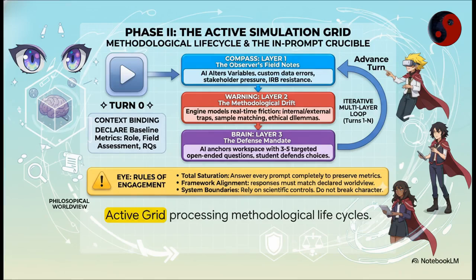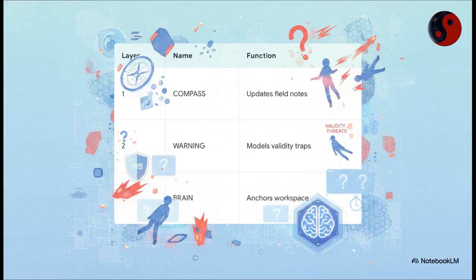Every choice you make is forced through a relentless, multi-layer iterative loop. Inside this loop, the AI is hitting you on 3 simultaneous layers. Layer 1 is the compass. Here, the AI plays the observer, dynamically altering field conditions, throwing custom data errors, or hurling angry institutional review board pushback right at you. Layer 2 is the warning layer, the methodological drift engine.